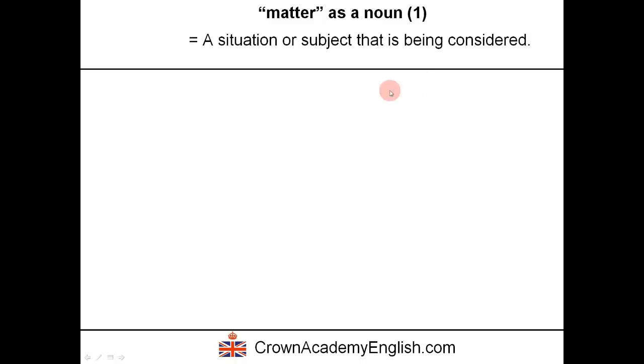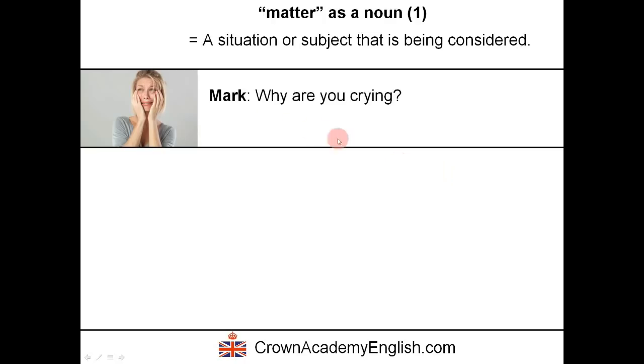So the first meaning of matter as a noun is a situation or subject that is being considered. So let me give you an example. Mark asks, "Why are you crying?" And Jane replies, "It's a personal matter." So Jane is saying it's a personal subject or it's a personal situation. Okay? So as you can see here, we are using the word as a noun.